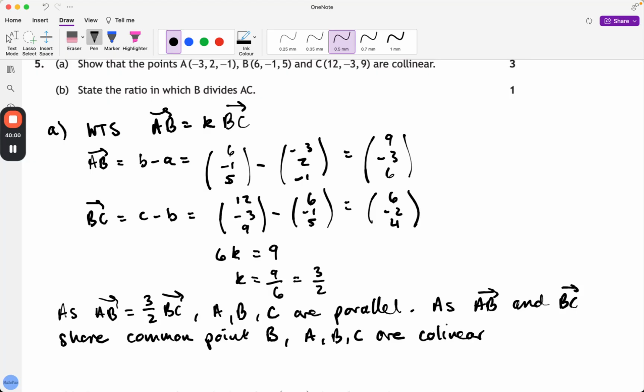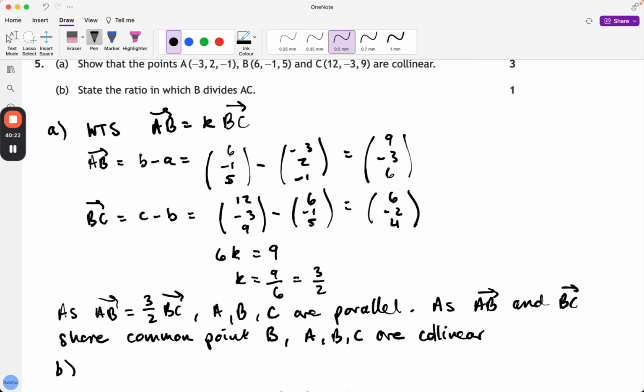So you first have to show that they are parallel by showing that they're kind of multiples of each other. So you could also have that 2AB equals 3BC, that's fine as well. You just have to show that they're multiples of each other, so that shows that they're parallel, and then because they share that common point as well, they have to be collinear. Grand.